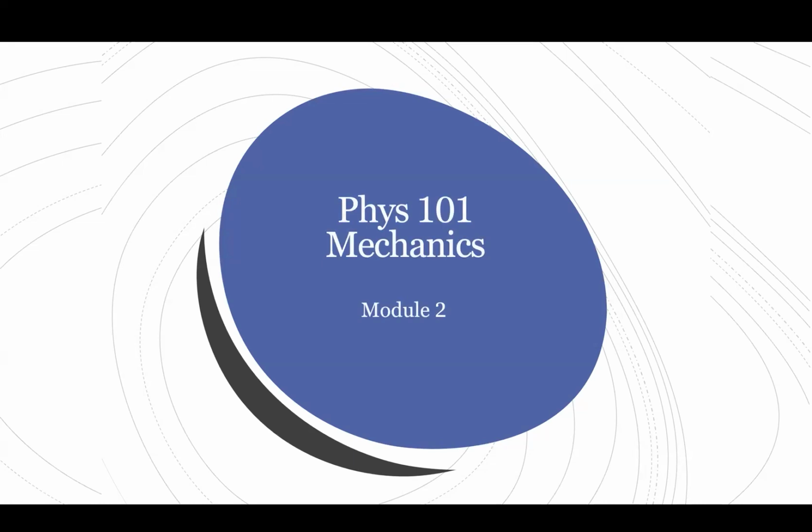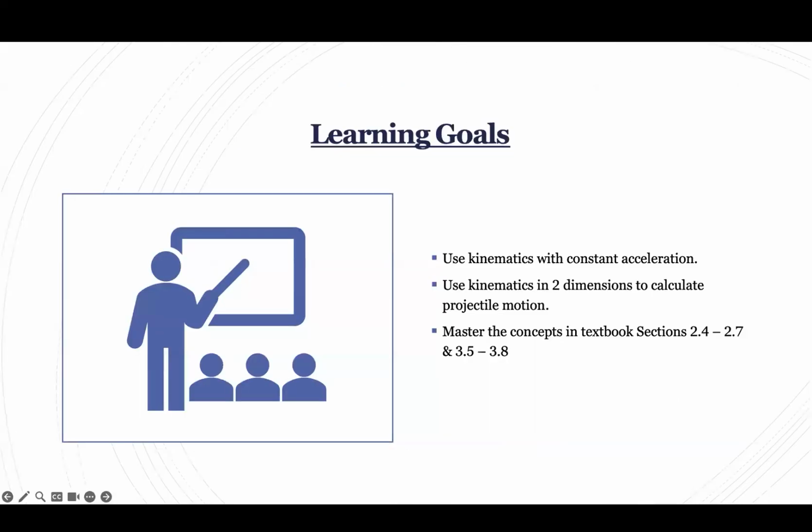In this module, we're going to look at the learning goals, what assignments need to be completed, and a summary of all the concepts we're going to cover by the end of the week. In this module, we'll be looking at how to use kinematics with constant acceleration and also in 2D to calculate projectile motion. The concepts we're going to cover in the textbook will be from chapters 2 and 3.